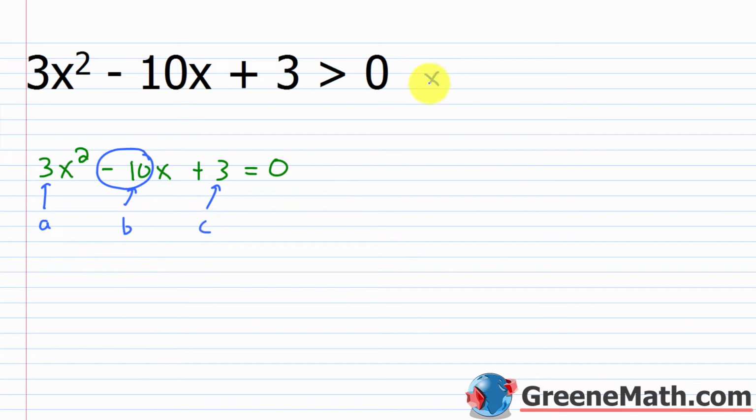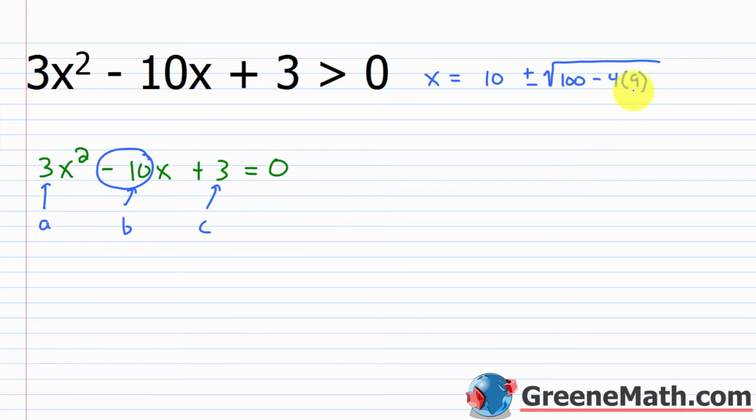So we could say that x is equal to negative b. Here b is negative 10. So the negative of negative 10 is 10, plus or minus the square root of b squared. Negative 10 squared is 100. And then you have minus 4 times a times c. A is 3, c is 3. So you say 3 times 3 is 9, so 4 times 9.